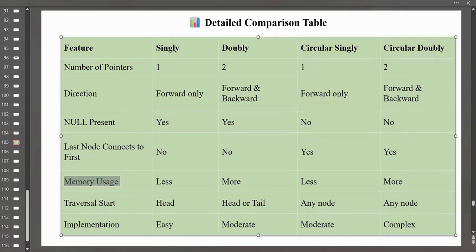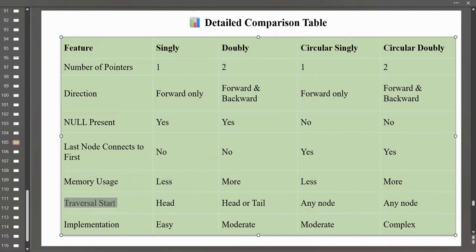Now, where is memory usage less and where is it more? Obviously, when we are using only one pointer, that means less memory here, but here it will be more. Two pointers we are using here, and here we are using only one, so this is more. So memory usage is more where we have a larger number of pointers.